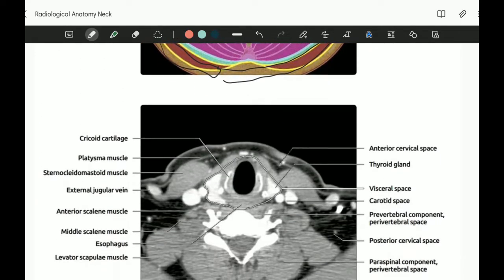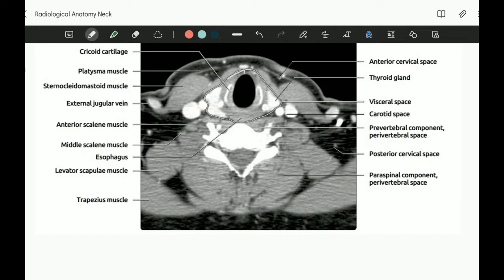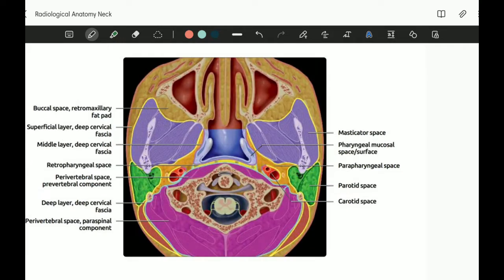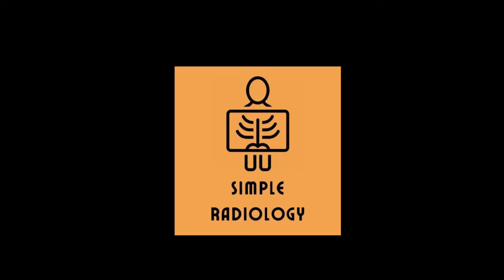Then there is the infrahyoid neck. This is the visceral space, the carotid space, and then there is the prevertebral and paraspinal compartment, or the perivertebral or perispinal space. That's it about the radiological anatomy of the neck with spaces of the neck. Next we are going to discuss each of the spaces in extreme depth. This was just the superficial introduction of the spaces.